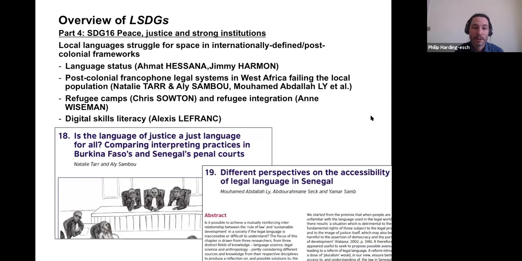These two chapters are really interesting as well. They look at language and legal systems in Francophone West Africa. So Nathalie Tar and Alice Sambou look at the practice of legal translation in courts in Burkina Faso and Senegal, and Mohamed Abdalali and his colleagues look at the accessibility of legal language in Senegal for ordinary people.